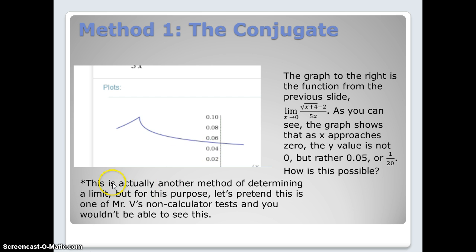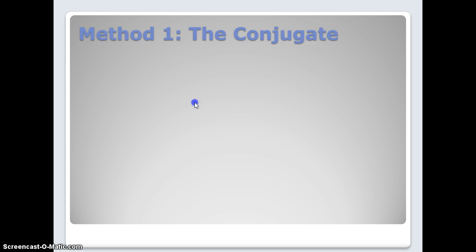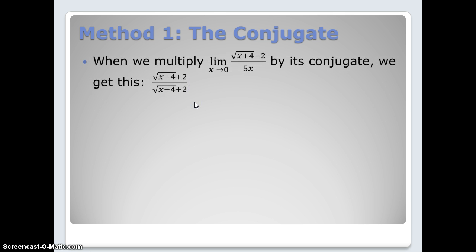Now, this is a side note for later that we will go to in our next methods, but this is actually another method of determining a limit, which is simply looking at a calculator. But for this example, let's pretend that this is one of Mr. Van Arnham's non-calculator tests, and you wouldn't be able to see this or know this. My favorite tests. Okay, so we're going to take that limit, and we're going to multiply by the conjugate.